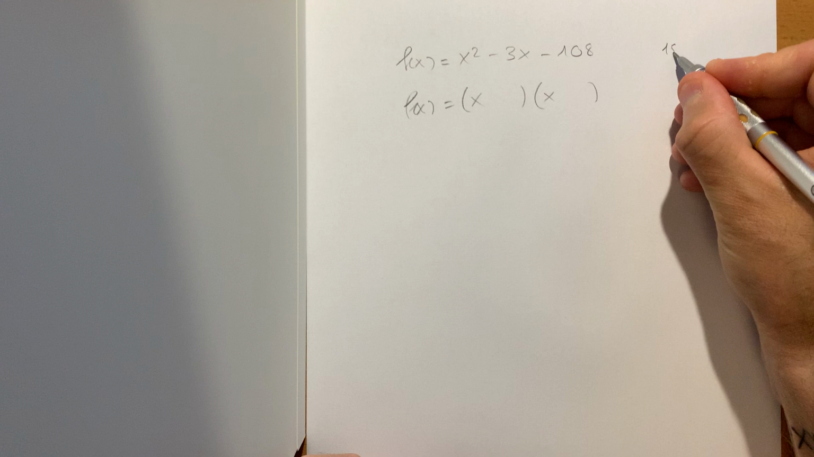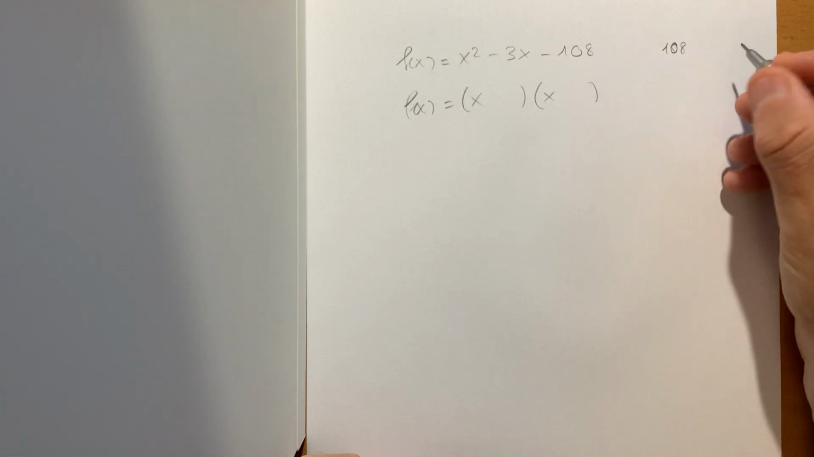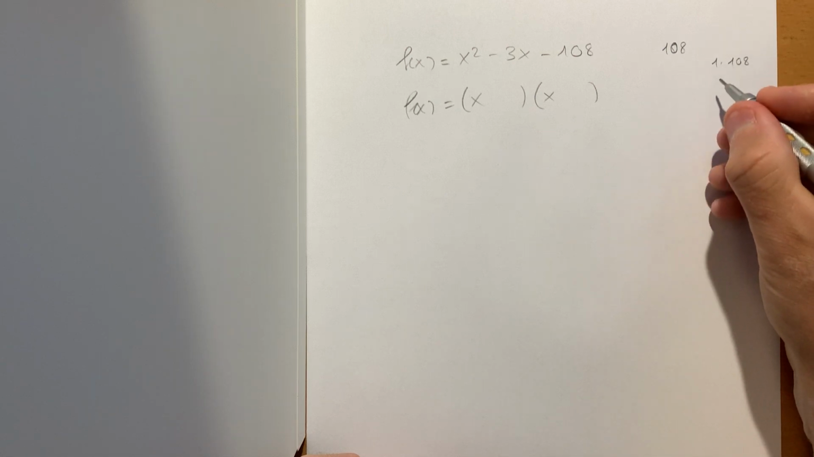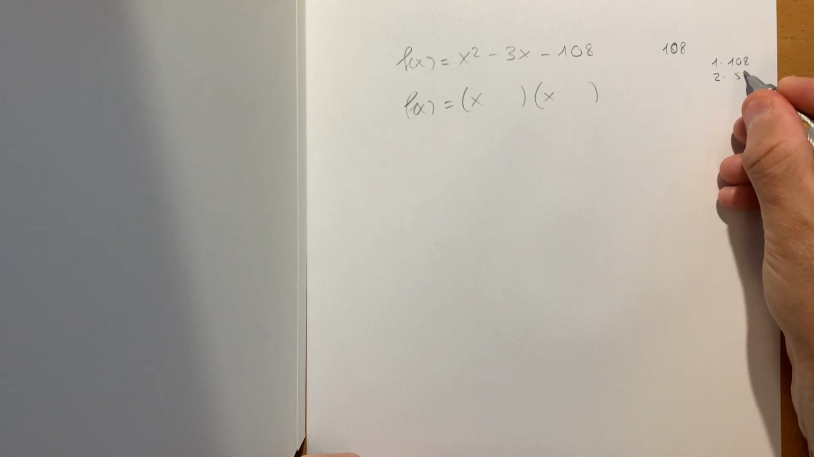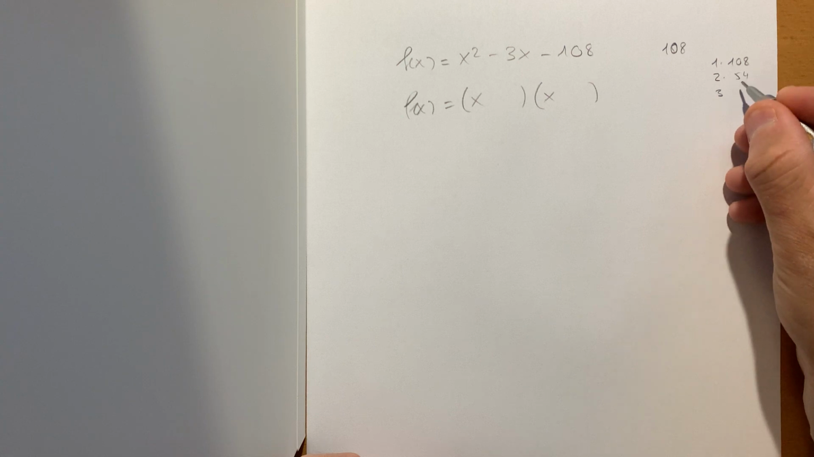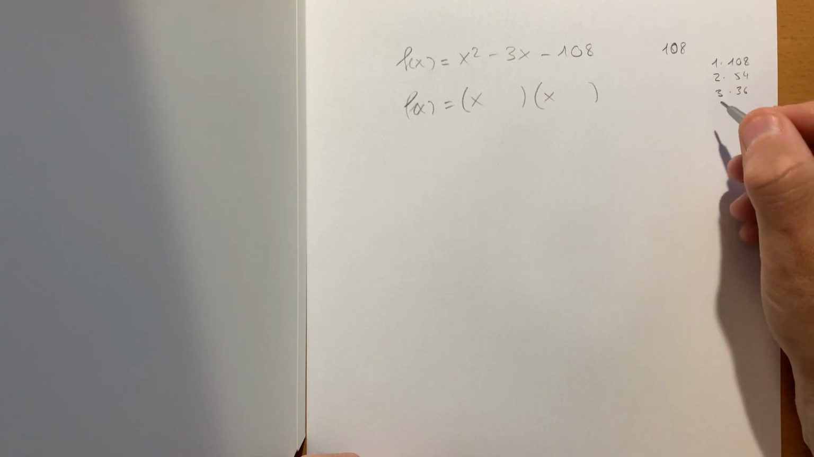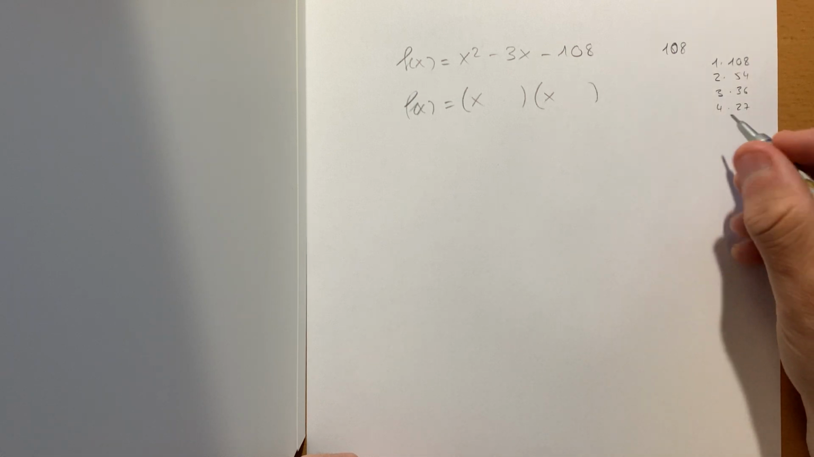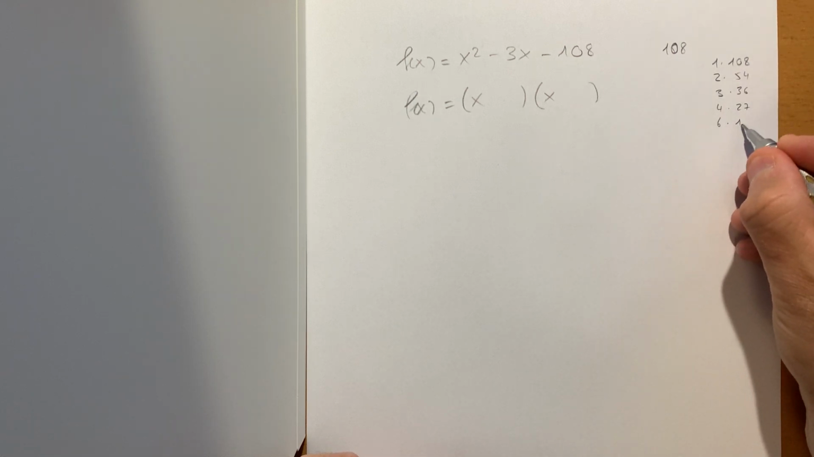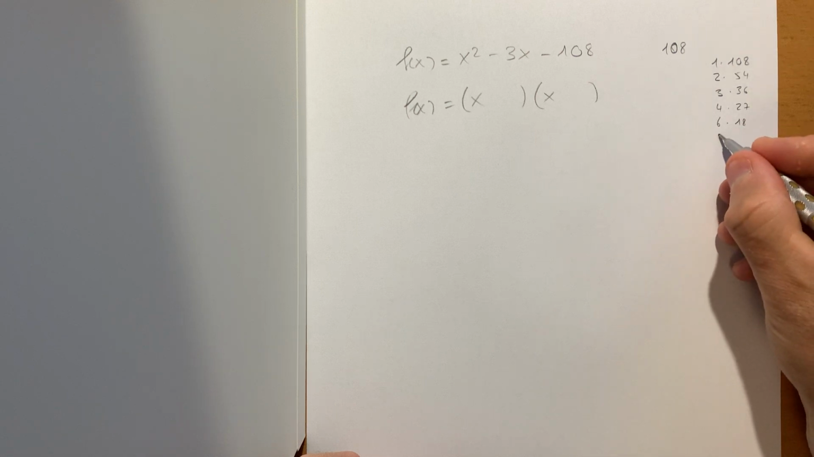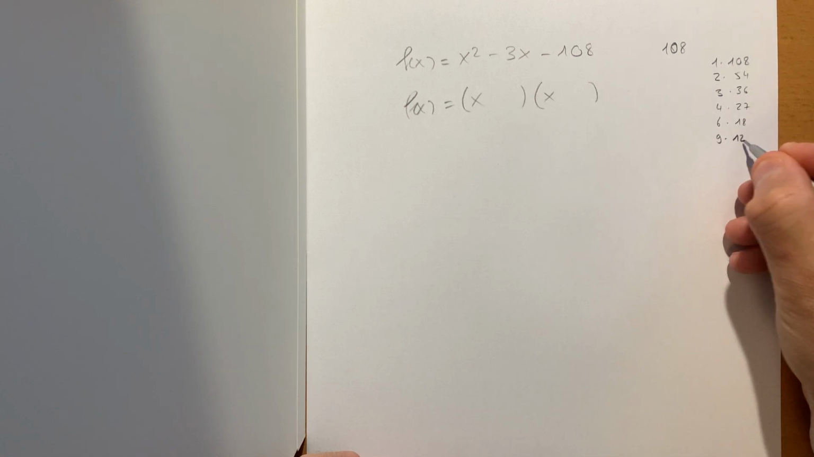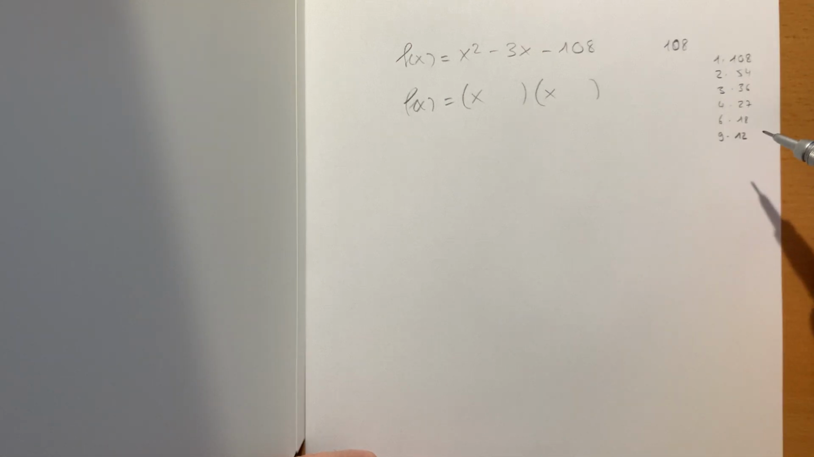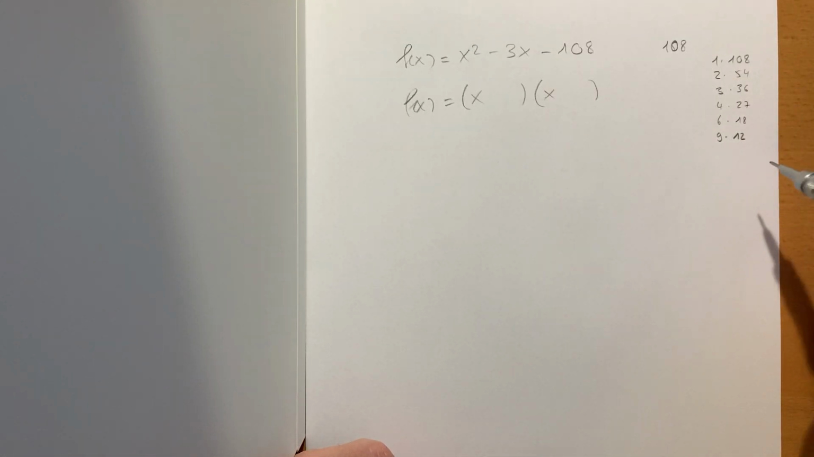So 108, that could be 1 times 108. It could be 2 times 54. It could be 3 times 36. 4 times 27. It could be 6 times 18, or it could be 9 times 12. Well, at first you will be much slower than this. Well, you just have to think it through.